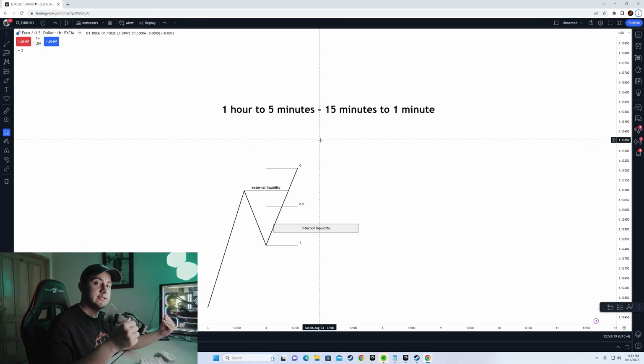So how do you basically identify the draw on liquidity? It's very simple. I've explained this in my previous videos as well, but I'm going to go into detail in this video. So sit back, relax, grab your popcorn, and let's get on with the video.